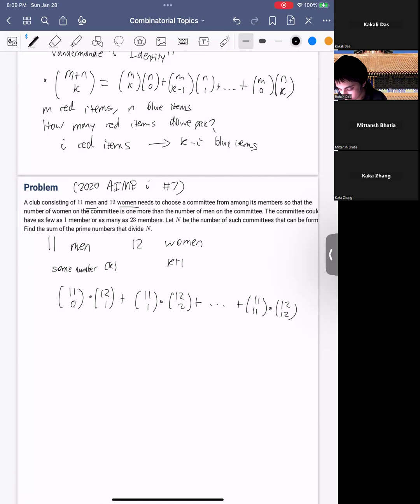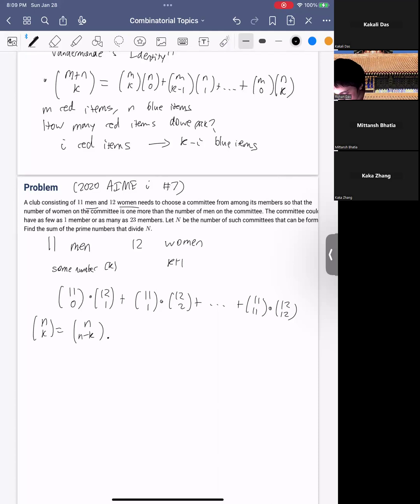This sort of looks like Vandermonde's identity, but it's also different, because here these two add to the same number, but here their difference is the constant. To deal with this, we can recall that n choose k is equal to n choose n minus k. This is because picking k elements to include is the same as picking n minus k elements to exclude.